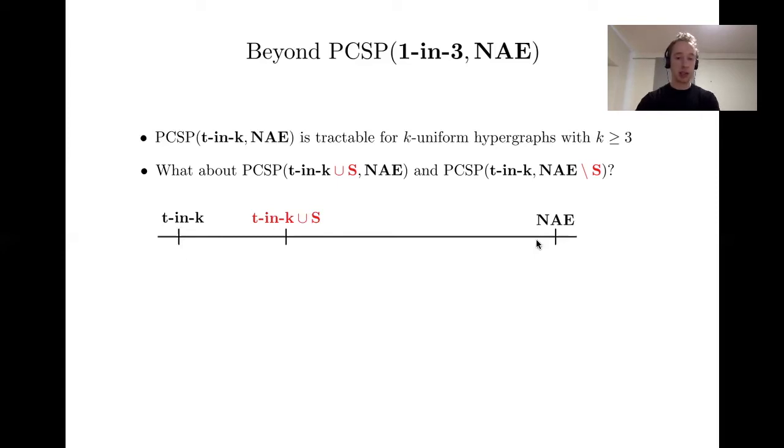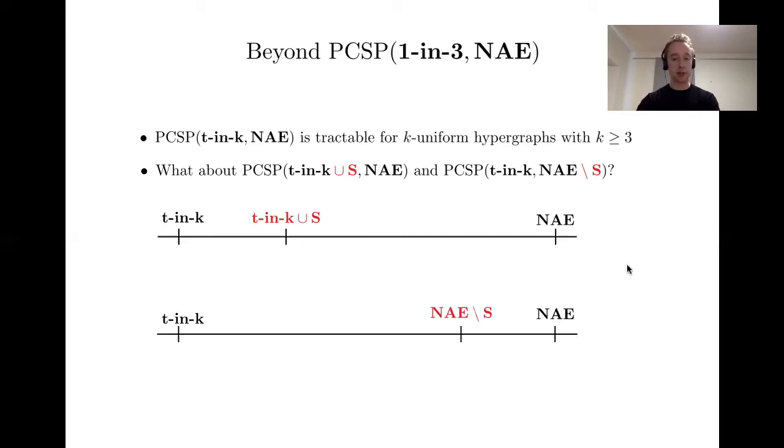PCSP from T and K to NAE is tractable by the first bullet point here, and PCSP from NAE to NAE is NP hard, since it's just CSP of NAE. So as we move a template along this interval, we would expect there to be a transition from tractability to hardness. Similarly, PCSP of T and K to NAE is tractable, and PCSP of T and K to T and K is NP hard. So we would again expect there to be a transition from tractability to hardness, depending on where our template falls on the interval.